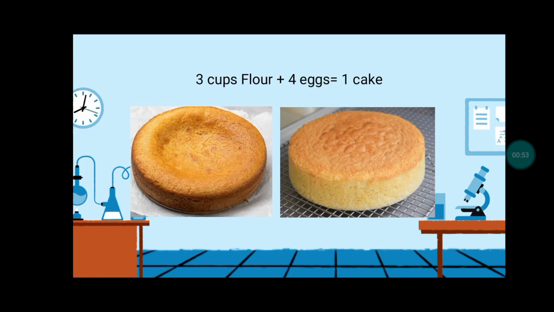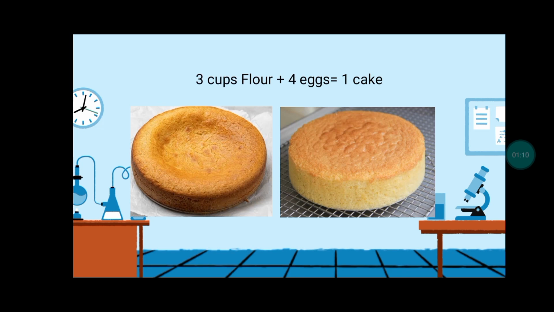So, as we can see, the first cake doesn't look good. It didn't rise and it sank in the middle part, while the second one looks fluffy. It looks good. It looks almost perfect.